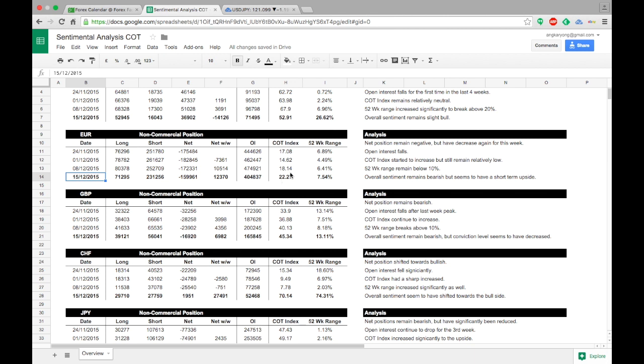So it kind of gives you the idea of how much more room it can move towards the downside or even the upside. So if it's 20%, you roughly have an idea that euro can further drop by maybe another 20%, because hardly will it reach zero.